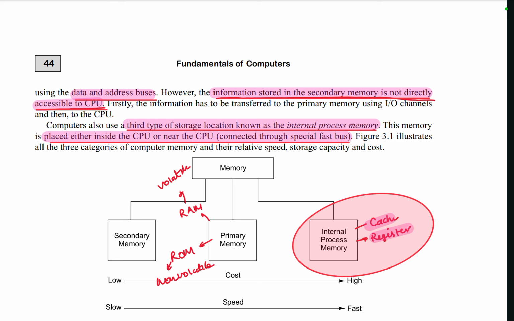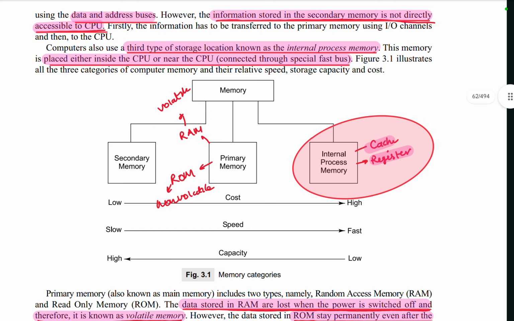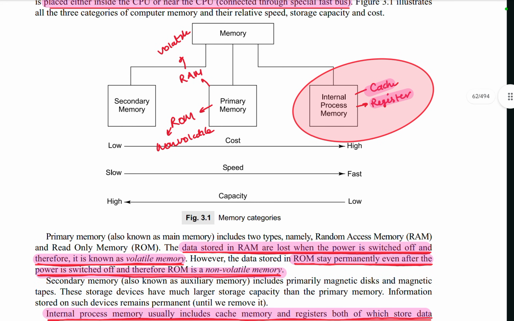Information stored in secondary memory is not directly accessible to CPU. A third type of storage location, known as internal process memory, is placed either inside the CPU or near the CPU, connected through a special fast bus. Memory: secondary memory, primary memory, internal process memory, which is cache and register. Primary memory, ROM. ROM is non-volatile. RAM is volatile.